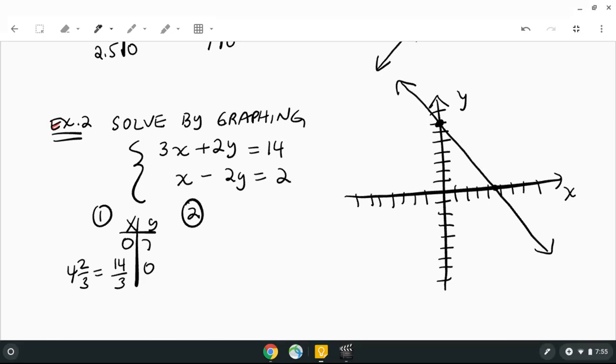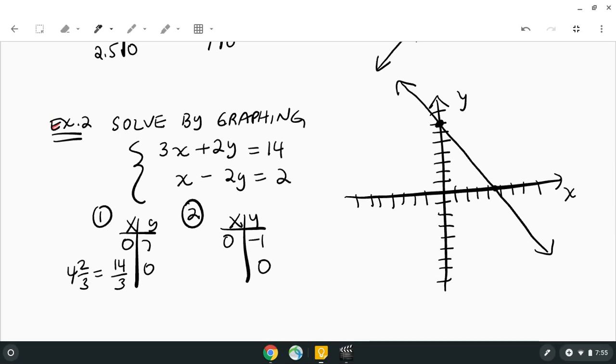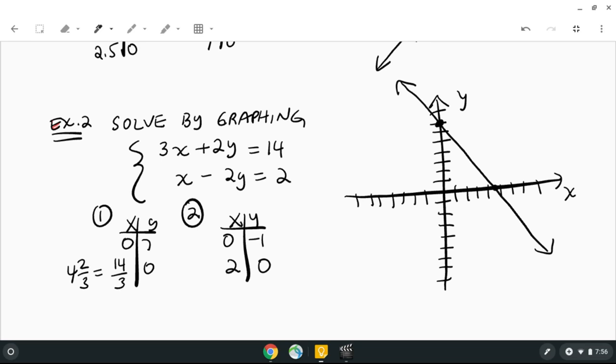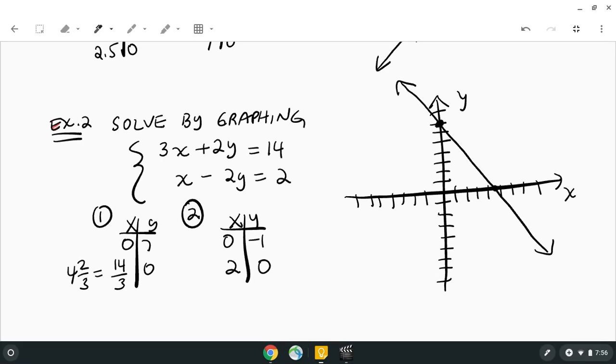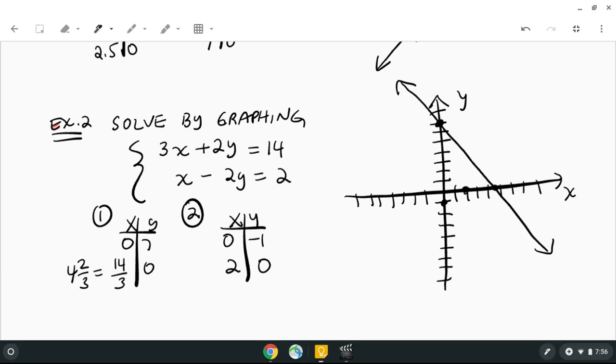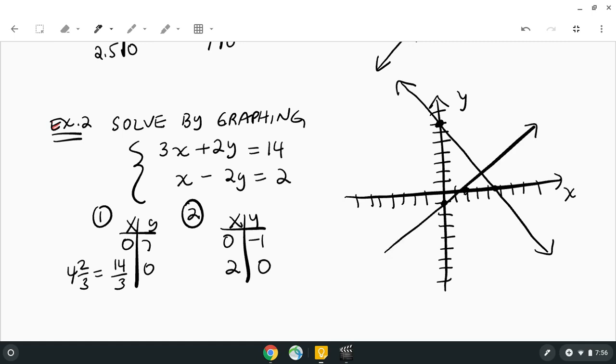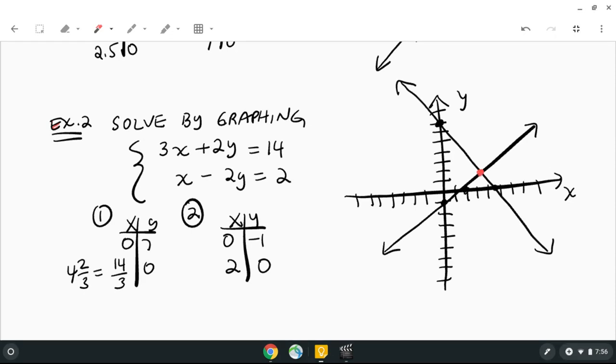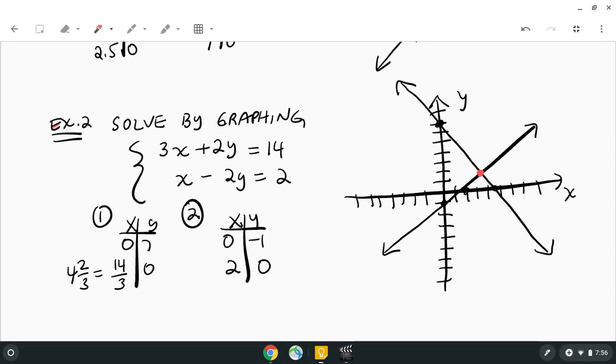And then the second one, when x is 0, y is -1. When y is 0, x is 2. Okay, so 0, -1, 2, 0. Okay, so again, they seem to be intersecting over here. This seems to be the common solution, and that looks like it's maybe 3, 2. Maybe it's 3.5, 2. Okay.